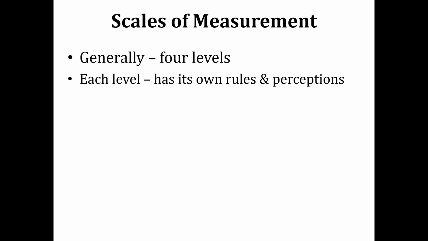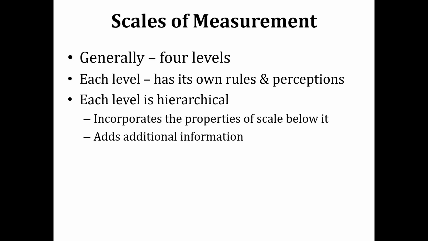Now we are going to discuss the levels of measurement, and there are generally 4 levels that have been recognized for measurement, and each level has its own rules and perceptions. And each level is hierarchical, which means that each new level incorporates the properties of the scale below it in addition to its own specific properties, right? So each of these levels has its own unique properties, and each higher level incorporates the properties of the level below it as well.